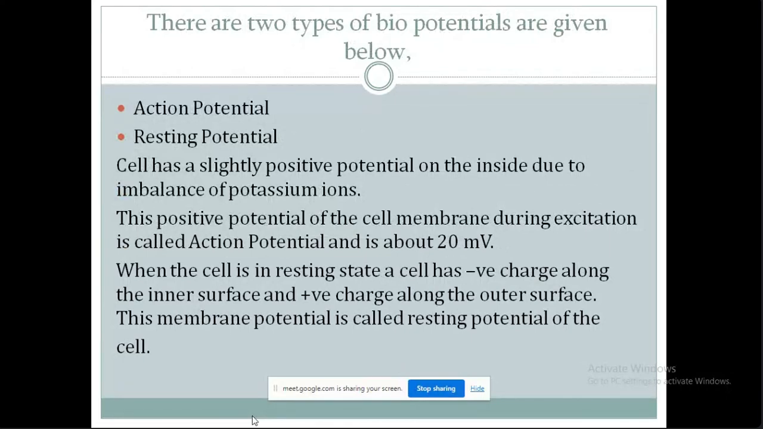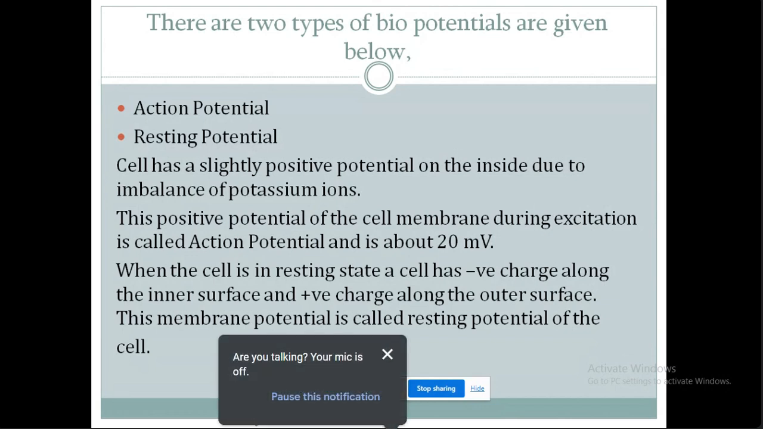Coming to the biopotential, there are two types of potentials. One is action potential, another one is resting potential. What is action potential? What is resting potential?